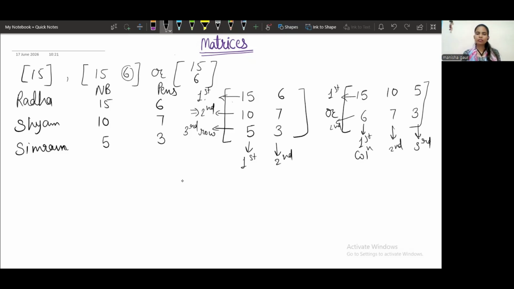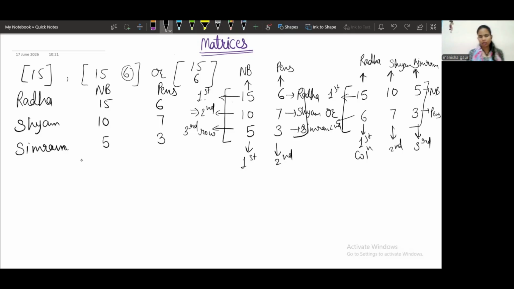So what is the difference between the two? You have to specify the rows and columns. Here the rows are showing the three friends. First row is Radha, second row is Sham, and third row is showing the information of Simran. Similarly, the first column is showing the information about the number of notebooks, and the second column is about the pens. Similarly, here the first column is showing the information about Radha, second column for Shyam, and third column for Simran. Similarly, first row for notebooks and second row is for pens.